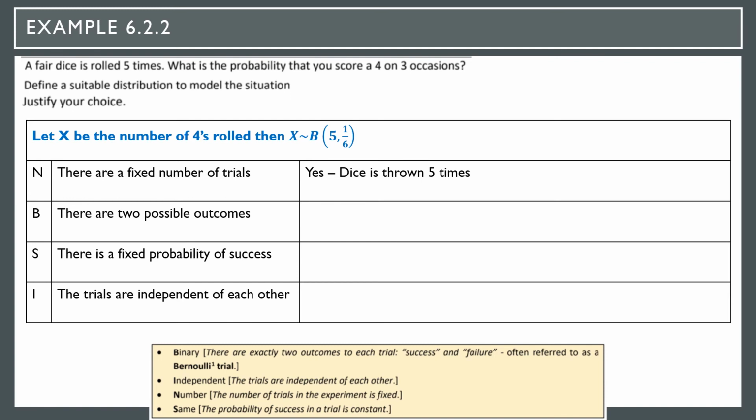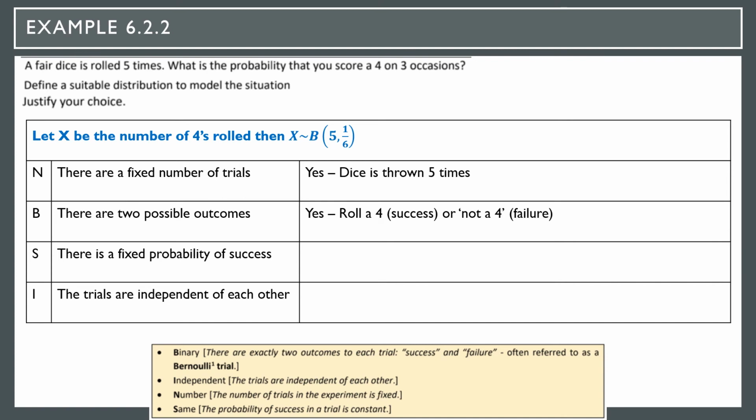Hopefully everybody has attempted to justify the reasoning as to why the binomial distribution is a suitable model in this case. If we just run through then, the first one: do we have a fixed number of trials? The answer to this one is yes, and that's because we know that the dice is thrown 5 times. Moving on then, are there 2 possible outcomes, success and failure? Again, in this case, if success is scoring a 4, then the other possible outcome is not scoring a 4, which would be failure.